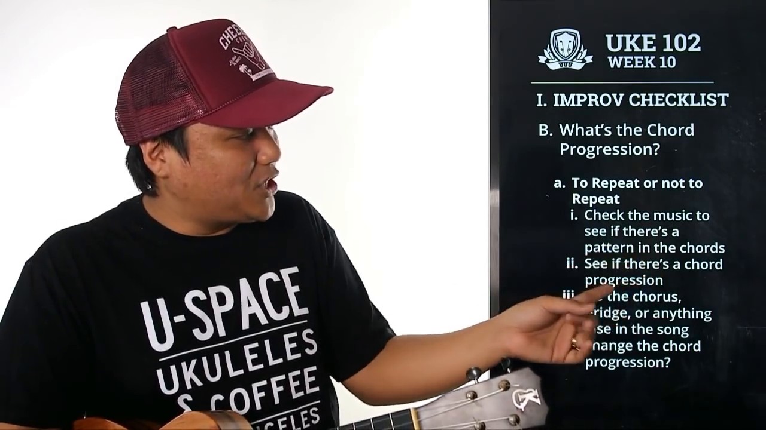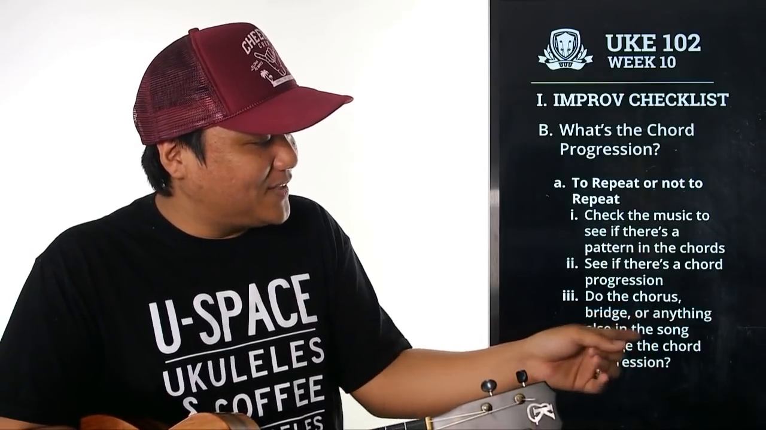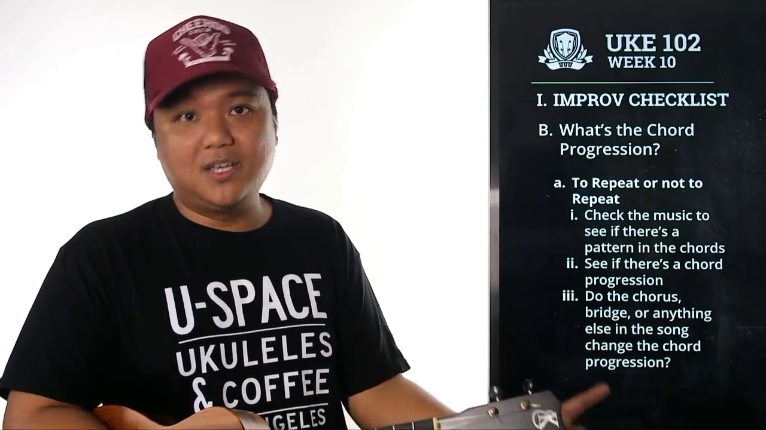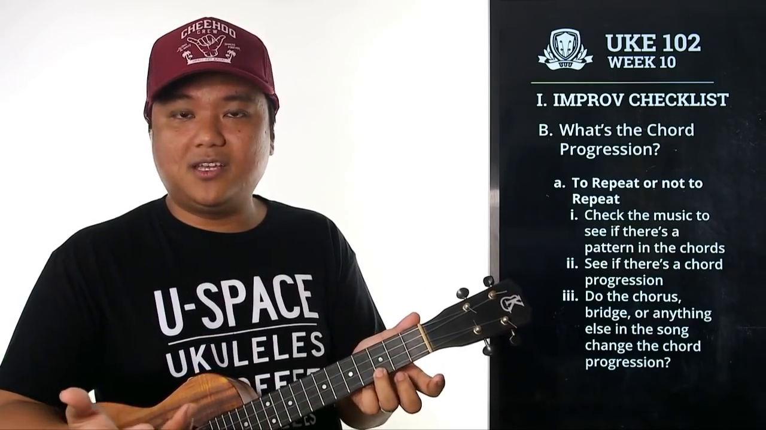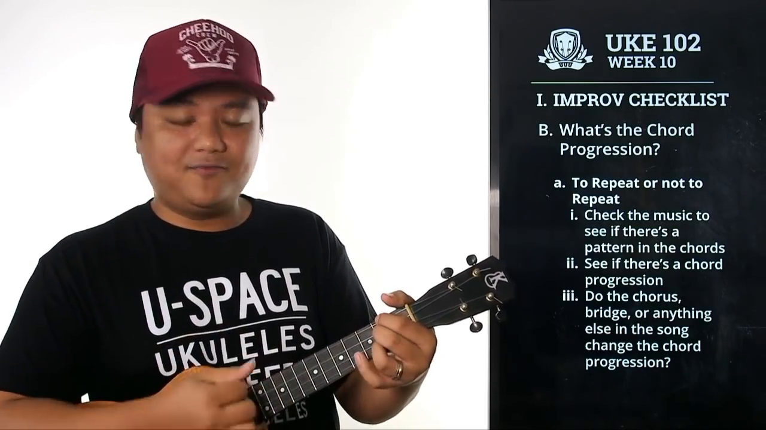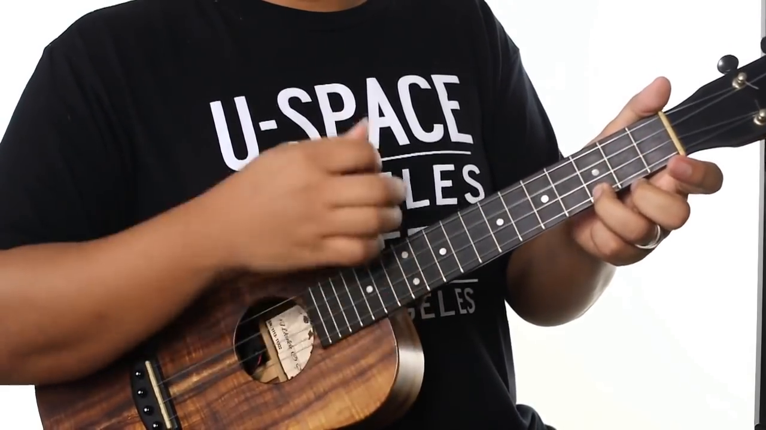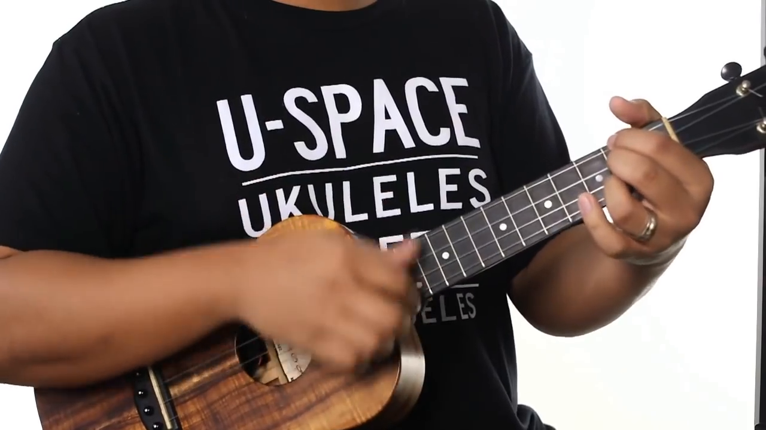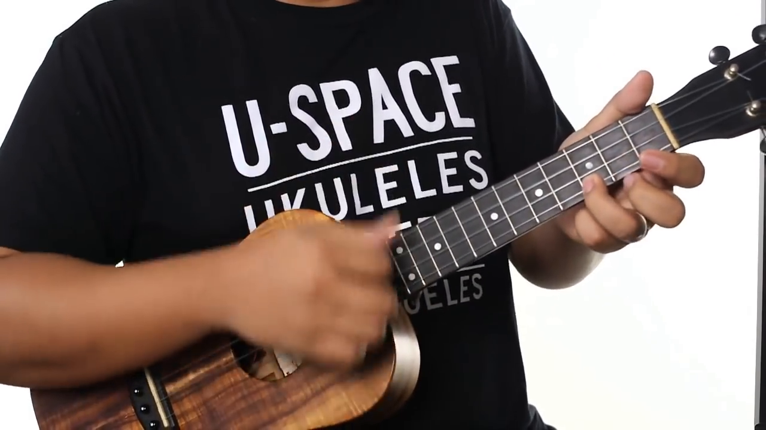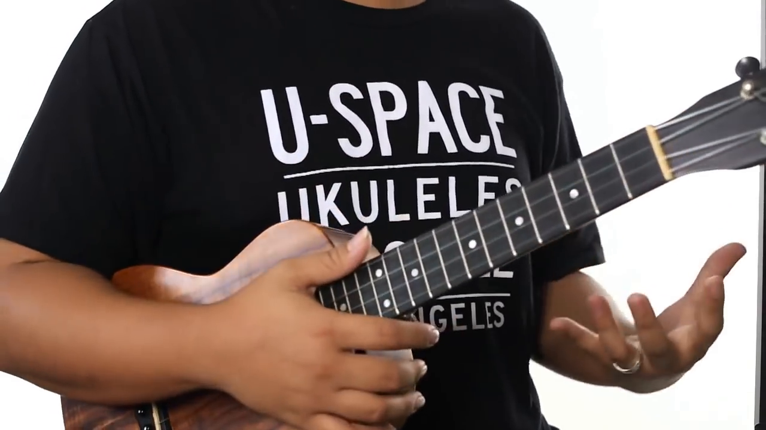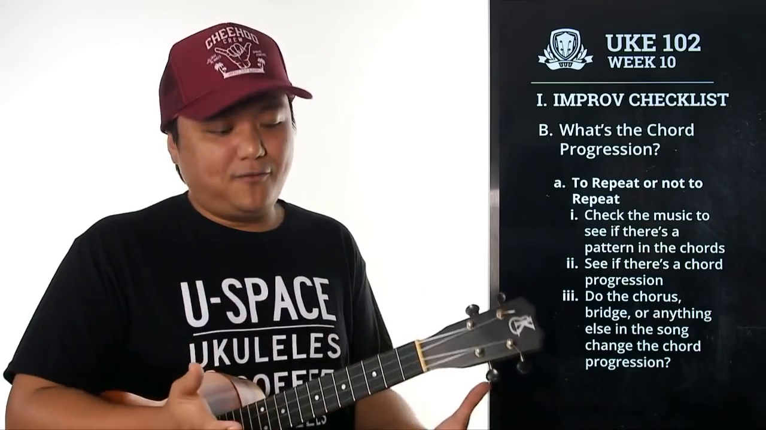See if there's a chord progression. If that's the chord progression, then great. Do the chorus, bridge, or anything else in the song change the chord progression? So maybe that's G, B minor, C for the verse, and then during the chorus, it goes to D and C maybe, and that repeats. And then it goes back to G, B minor, C. I need to know these things. If they can't tell me, that's totally fine.